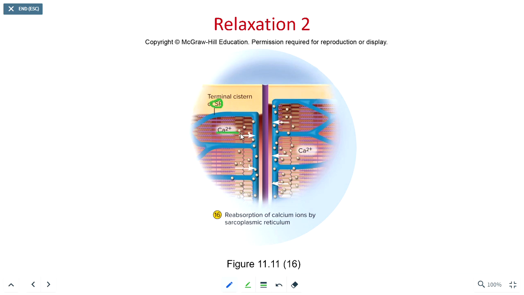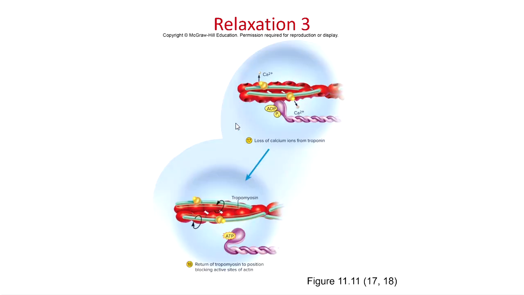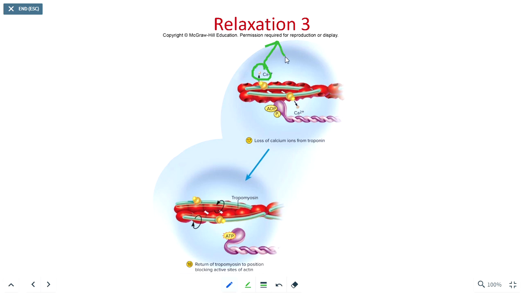It will actively reabsorb calcium ions against the calcium concentration gradient by using ATP to power calcium ion pumps. Now as our calcium ions are being reabsorbed into the sarcoplasmic reticulum, calcium ion concentration in the sarcoplasm, or cytoplasm of the muscle cell, goes down. As calcium concentrations in the sarcoplasm go down, calcium ions start to diffuse away from troponin.